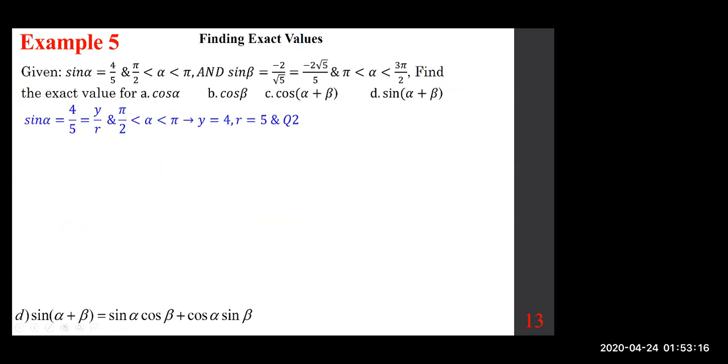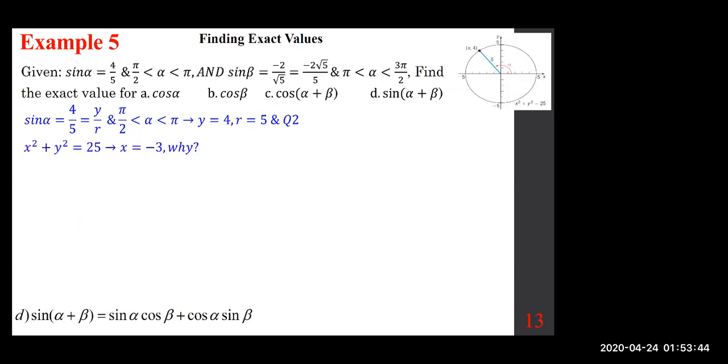There are different ways of approaching it. You can say sine is 4 over 5, or y over r. So y is 4, r is 5. And in quadrant 2, cosine is positive or negative? Negative. Very good. So you can figure out the x, and the answer is negative 3 over 5. Now, I went over this fast because we've done this in class.